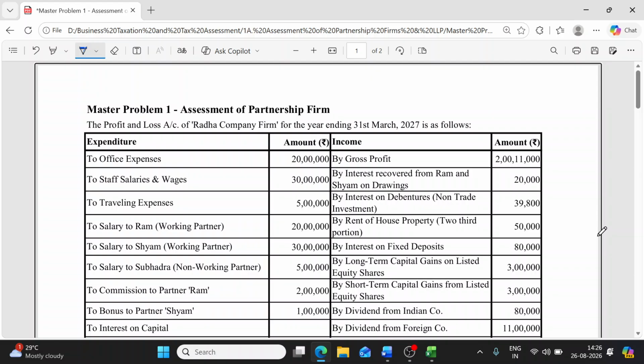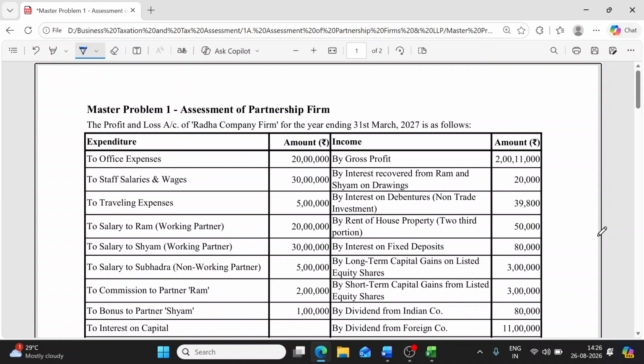But before that, it is necessary to read the entire problem one more time along with its adjustments. So kindly pause the video, give yourself a few minutes, and read in detail the entire problem. First, read in detail the profit and loss account for the year ending 31st March 2027, and after that read in detail all the adjustments.